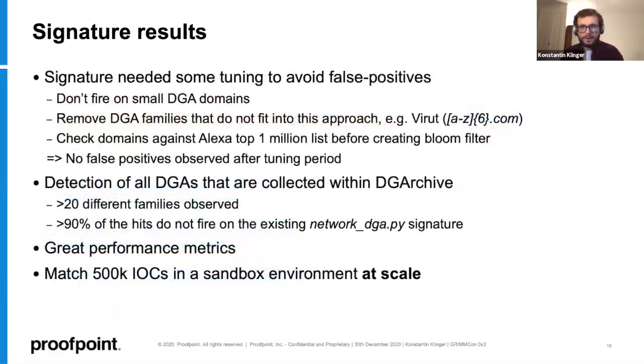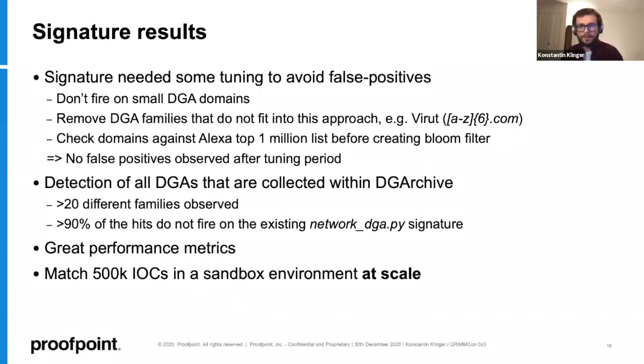At first, the signature needed some tuning. So the first month was really hard. We had to remove the Alexa top 1 million domains because a few DGA domains that were active on a specific day were also in the Alexa top 1 million list. So they were legit domains, and of course, we don't want to have hits on that. Also, we found out that we have to remove really small domains because it's simply not good enough with small domains. We also had a few false positives.